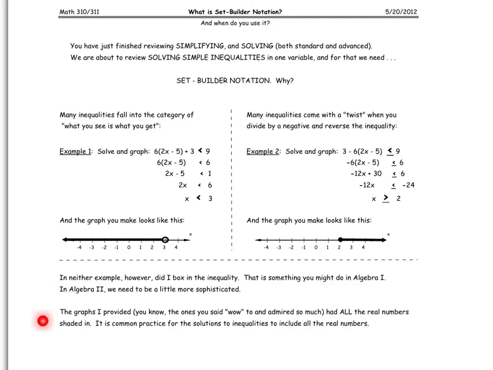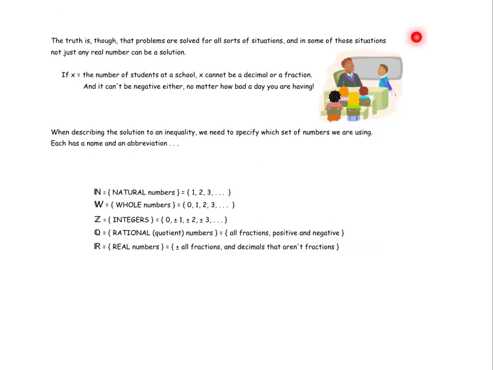The graphs I provided, you know, the ones you said wow when you saw and admired so much, had all real numbers shaded in. It's common practice for solutions to inequalities to include all real numbers. The truth, however, is that problems are solved for all sorts of situations, and in some of those situations, not just any real number can be a solution.